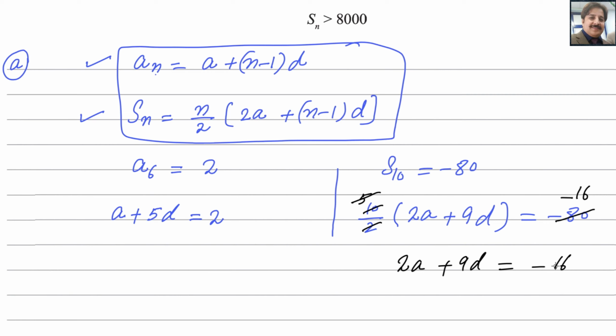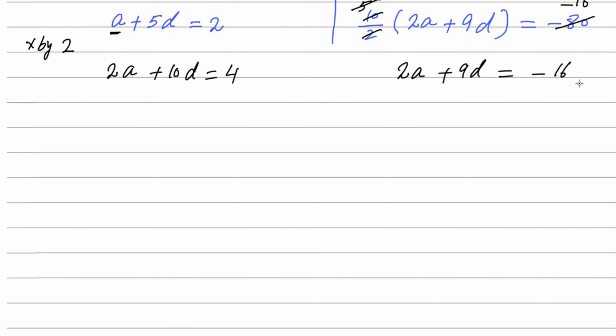There are various ways of solving these two equations. We will solve these two equations simultaneously. There are different ways to solve them. But the easiest way, I think it is here, we can make the same coefficient over here. Look at the coefficient of a. It is 1. Here is 2. You can make them same by multiplying by 2. Multiply by 2. So we'll get here 2a plus 10d is equals to 4. Write this equation down to this one. So we will solve them simultaneously. Plus 9d is equals to negative 16.